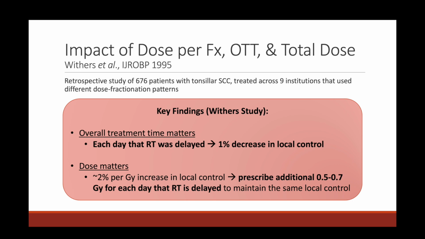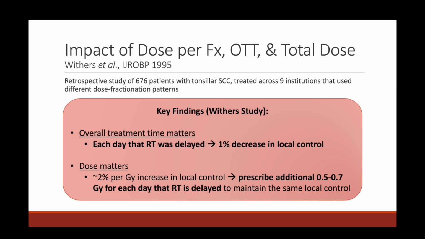One day here or there, if a machine breaks down or if there's a snowstorm or something like that, is okay. But if we introduce these long breaks, then we really start to impact the local control in a negative way. So each day that radiation was delayed in this study, there was a 1% decrease in local control. And they found that the dose matters. So for each gray that they added, when there were breaks, there was about a 2% increase in local control. And so from there, they recommended that if patients have radiation delays, then they recommend prescribing an additional 0.5 to 0.7 gray for each day that radiation is delayed to maintain that same level of local control. So that's something to be aware of.